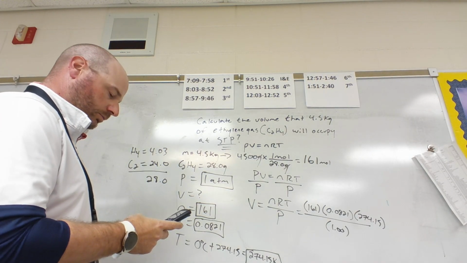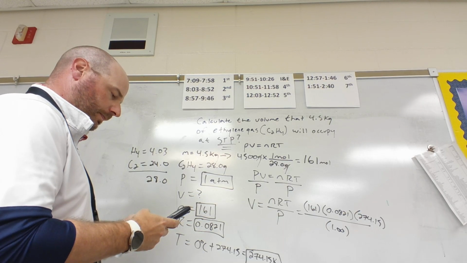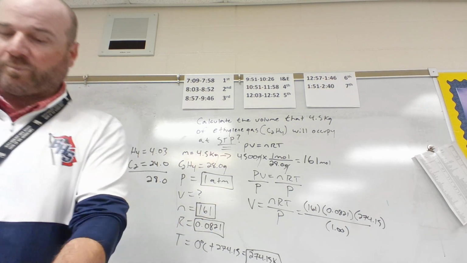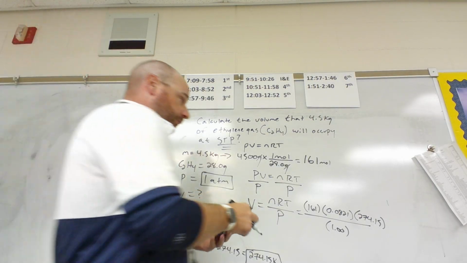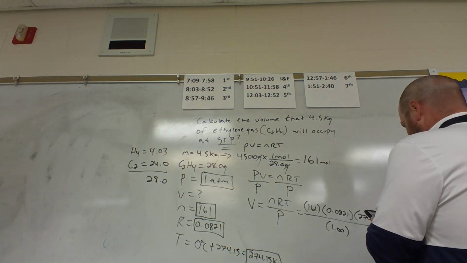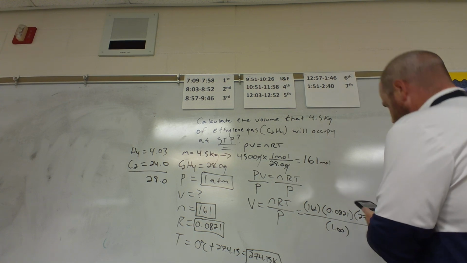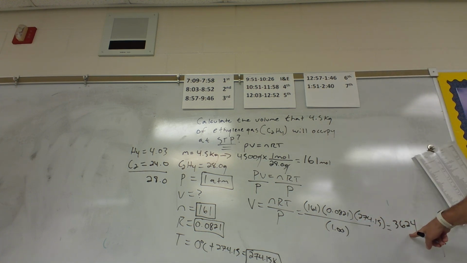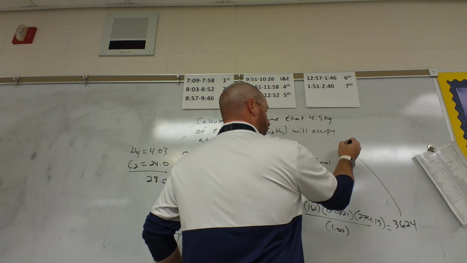161 times 0.82. Okay. So that gives us our answer of 3,624. All right, so obviously that is not in 3 sig figs, so we are going to put it in 3 sig figs. I'll kind of bring it up a little bit here, bring it over. We got a little bit more room over here.